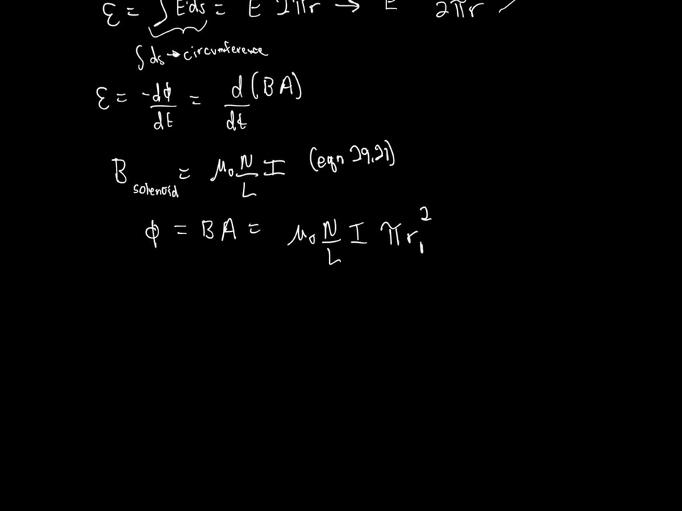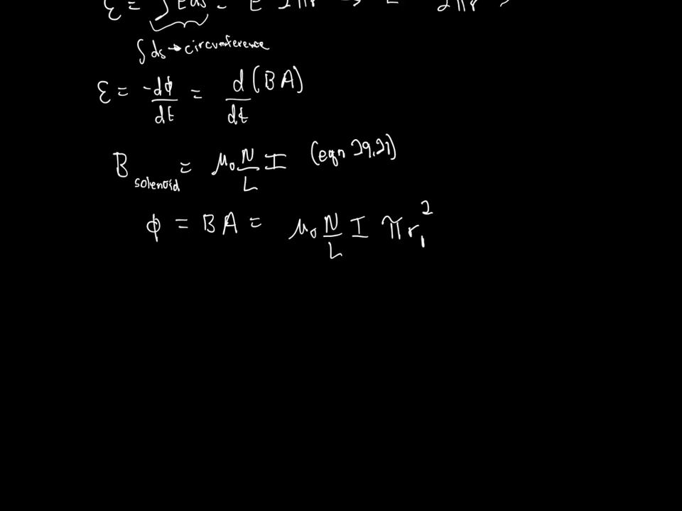Do I want just the flux? What am I looking for? You have to put it back in CP. I want the EMF. I have to take the derivative of all of this. The EMF is the derivative of the flux with respect to time, so I have to take the derivative of all of this with respect to time. So that will let me find the EMF. EMF equals d phi dt. So it's the derivative with respect to time of mu naught n over L I times pi times r1 squared.